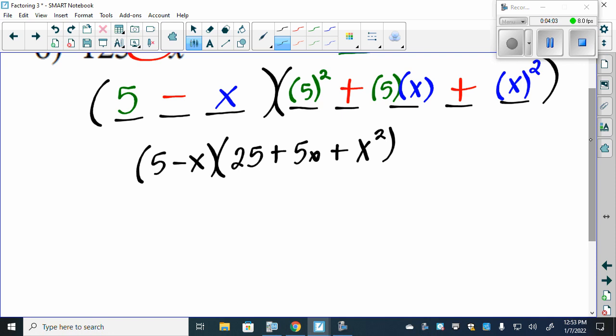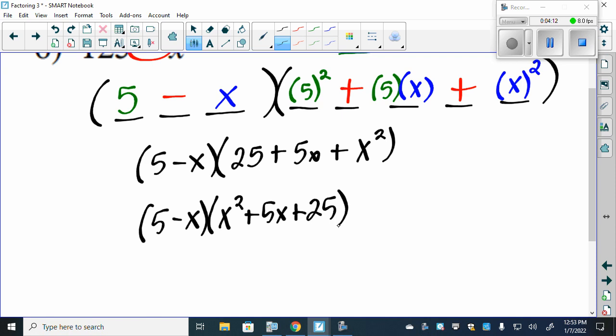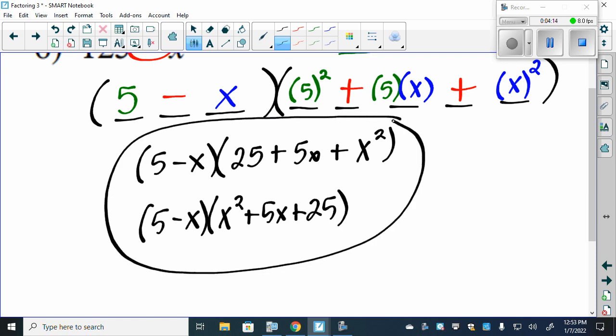Now, if we wanted to, we could rewrite the second set of parentheses into standard form to make it look a little bit nicer, but either one of these would be factored form. I didn't rearrange the first one because it looks a little weird having negative x plus 5, so I left it as 5 minus x. Any questions on this here?